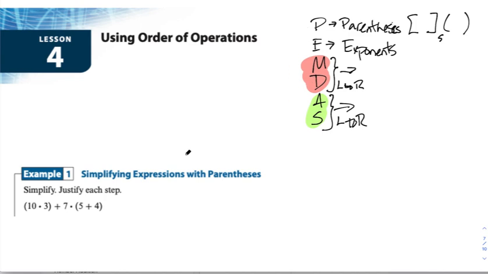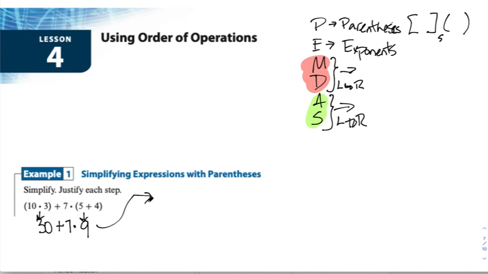All right, so let's look at our example here. Example 1 says that we're going to simplify expressions with parentheses. And so remember, if we're doing order of operations, we need to do what's in the parentheses first. So I'm going to go from left to right looking at the parentheses. 10 times 3 is 30. Look at how I just wrote the plus 7 down. And then I'm going to deal with what's in the parentheses here. 5 plus 4 is 9. And I rewrote everything just dealing with one thing, which was what's in the parentheses.